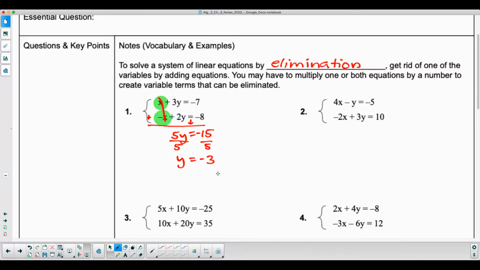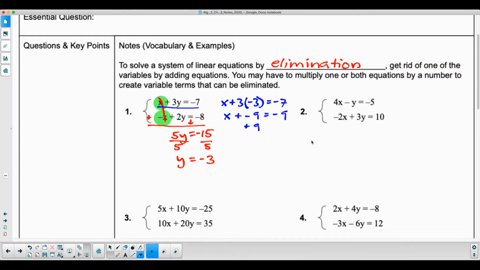Now remember, with systems of equations, you're trying to find a coordinate point. Now we have to find x. So although we eliminated it when we added these equations together, now we actually are going to need to use our y value to find x in one of these equations. I'm just going to use the first equation here, x plus 3y equals negative 7. X plus 3 times y is negative 3, equals negative 7. So x plus negative 9 equals negative 7.